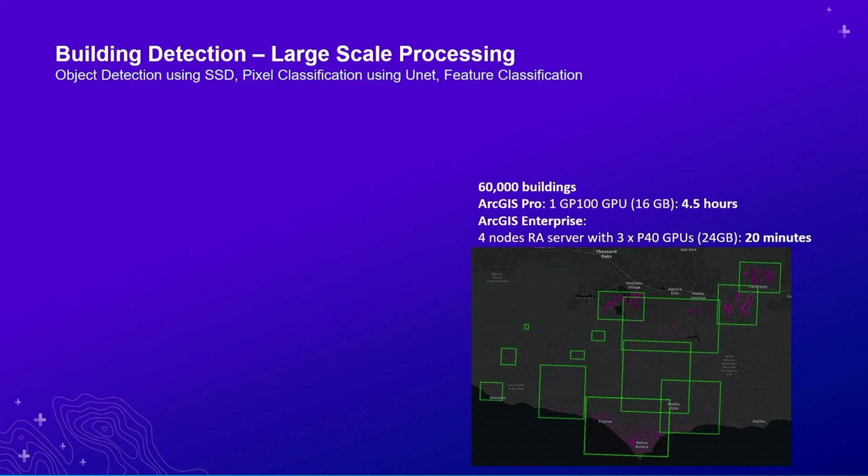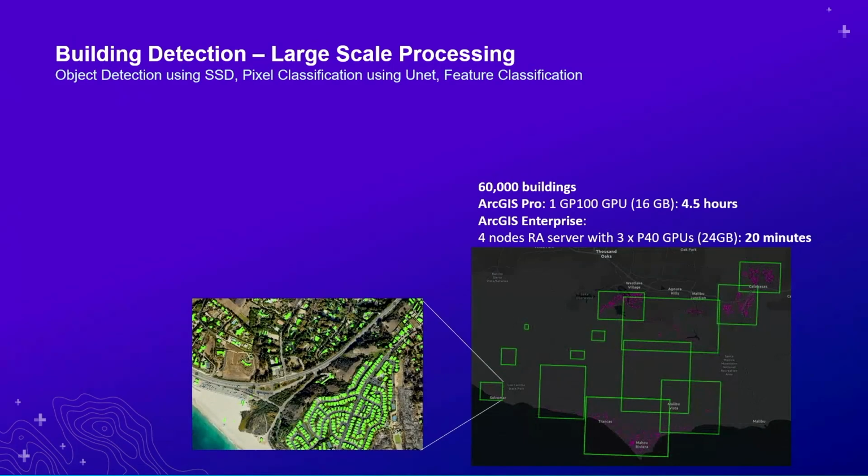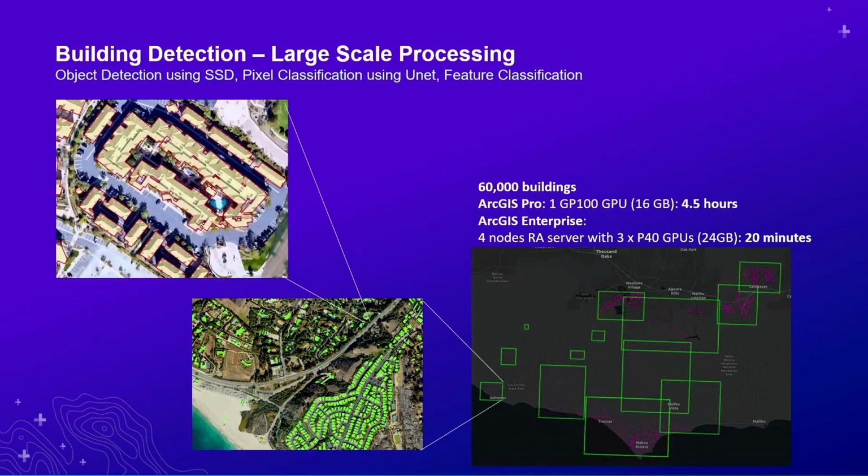Here's an example of scaling processing using raster analytics, detecting building footprints. This took us about 4.5 hours on a Pro instance with a single GP100 card. Scaling the process using raster analytics brought down our processing times to 20 minutes. That's a significant gain in performance.